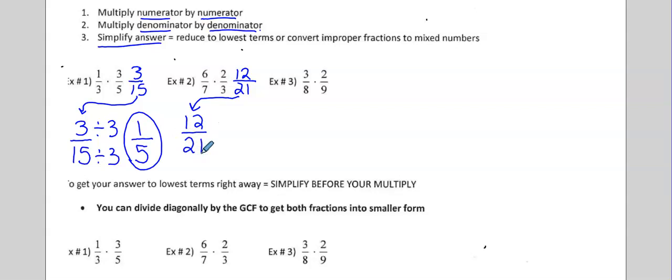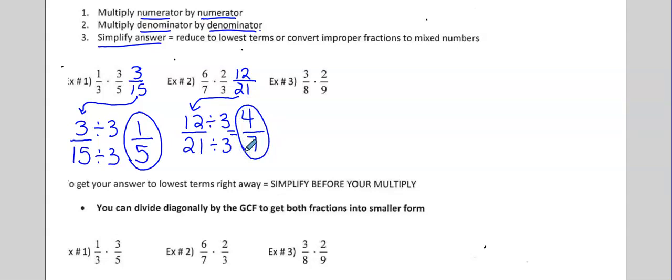And I always say, when you think it might not be able to be simplified, always check 3, because 3 is the one that tricks a lot of people. And what do you know? These can both be divided by 3. 12 divided by 3 is going to be 4. And 21 divided by 3 is 7. And my answer is 4/7.